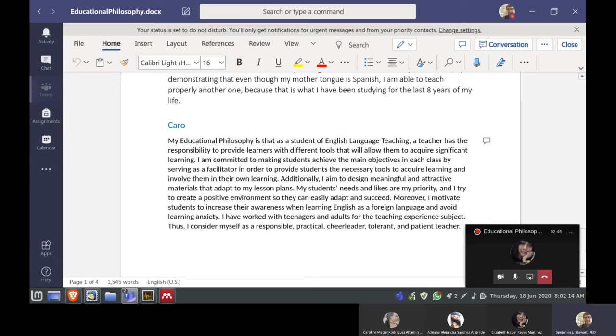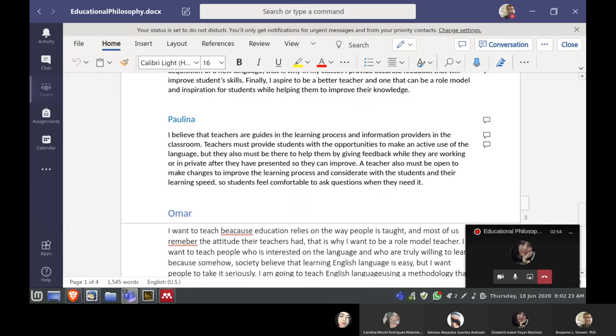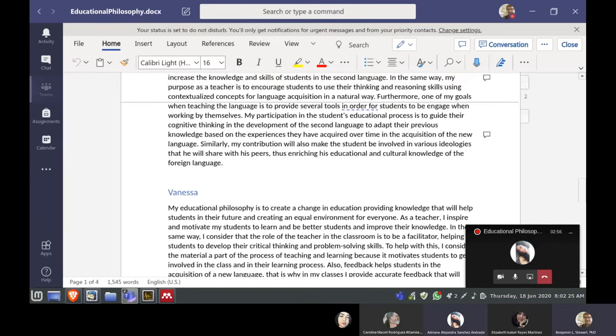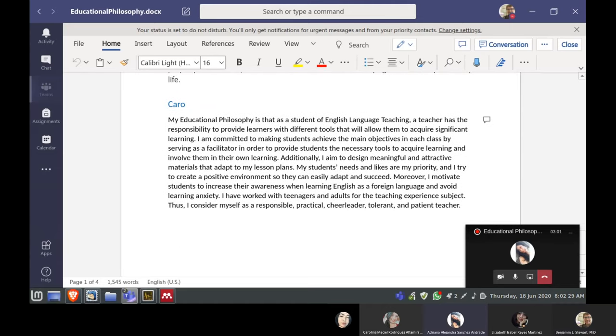Any questions about the educational philosophy or the ePortfolio? Yes, go ahead. Do we have to upload in the ePortfolio the works that we have been working on during this semester? Yes, we need to include both of our essays, the essay from Unit 1 and the essay from Unit 2.